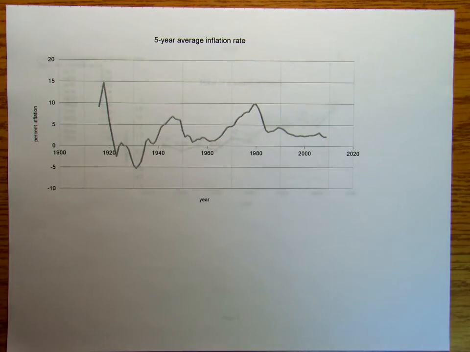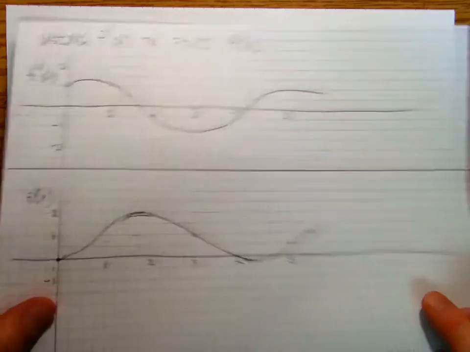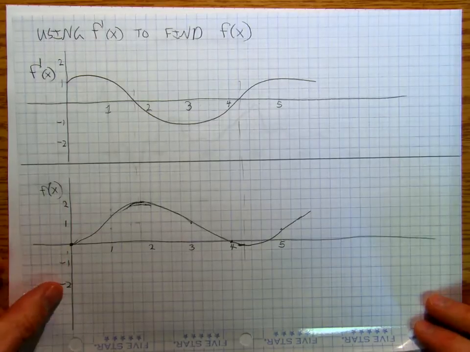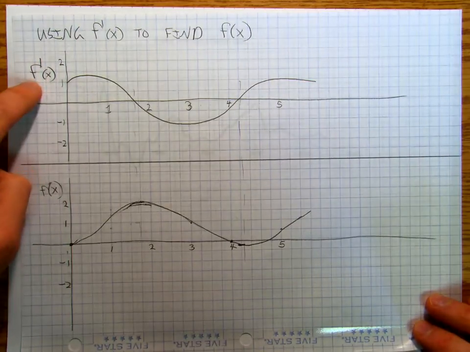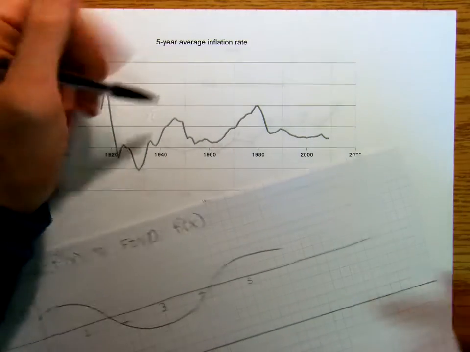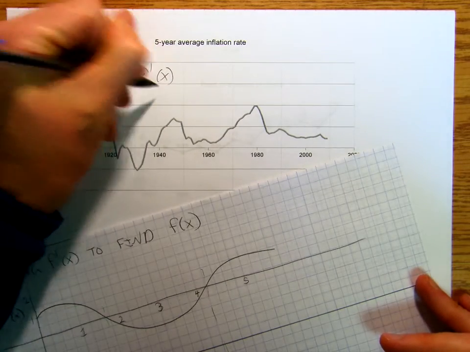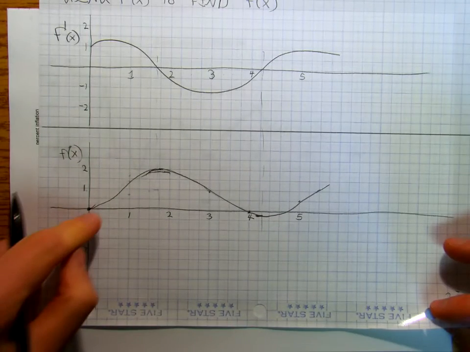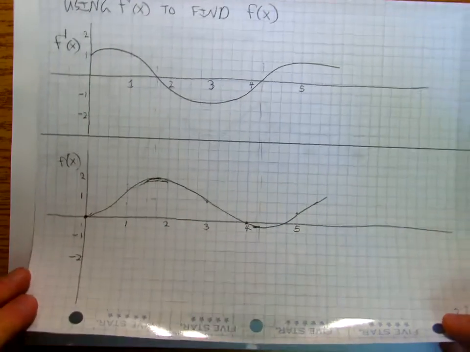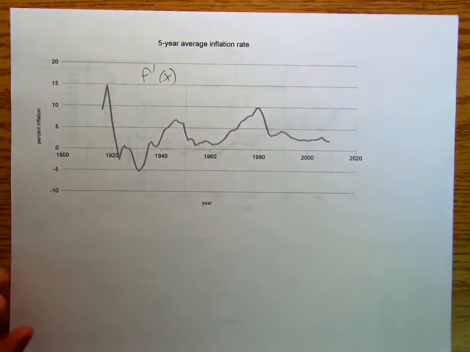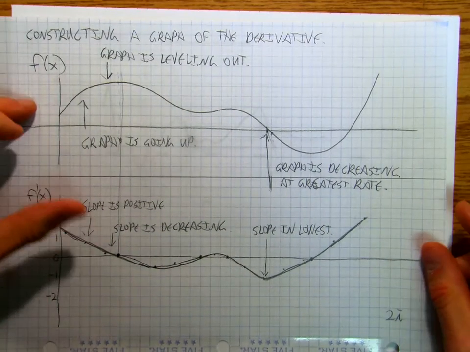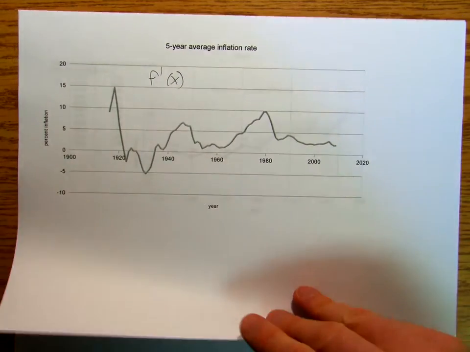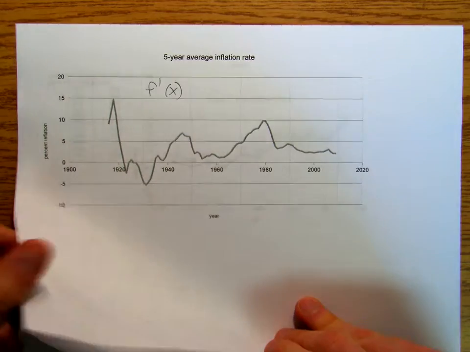Okay, so that's akin to what I did in my previous video of using a slope graph, f prime of x, to generate a graph of f of x. I'm going to do that, and I'm also going to do it the other way, start with an f of x graph and go to an f prime of x graph. And I'm going to do that with two different things.